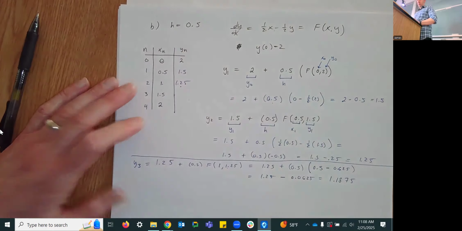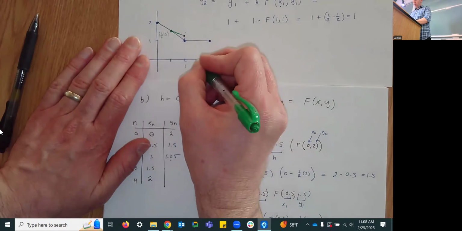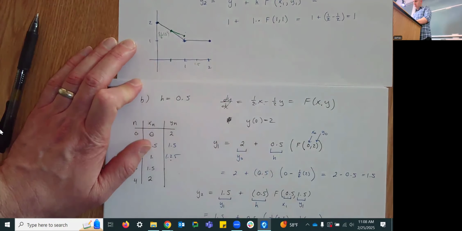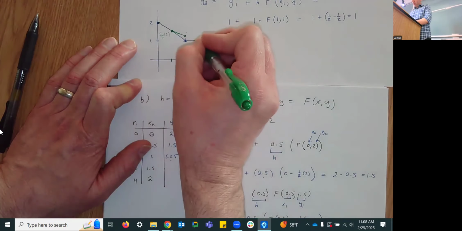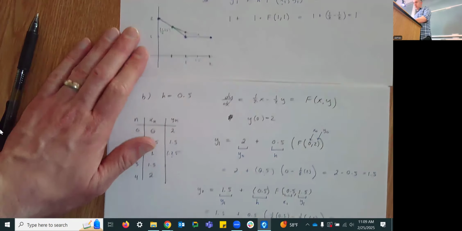So graphically, we've moved over to 1.5 there, and then our y value is going to be slightly smaller than it was before. There. Finally, the last step.